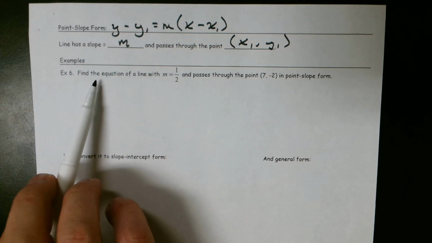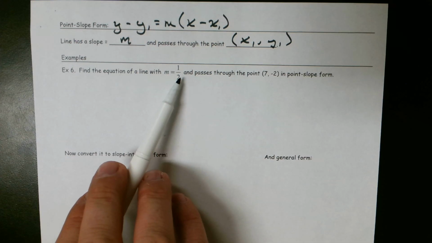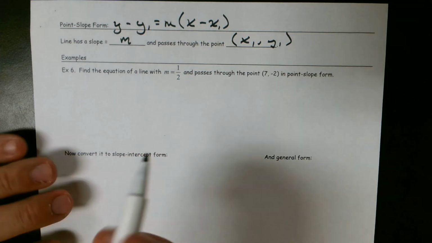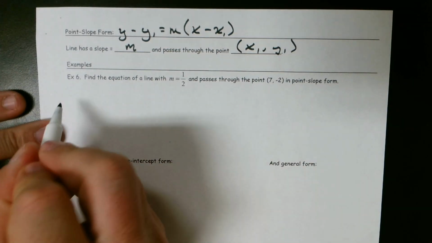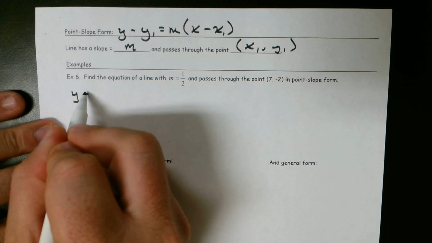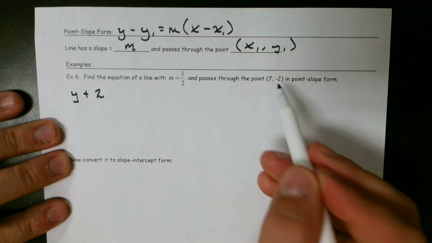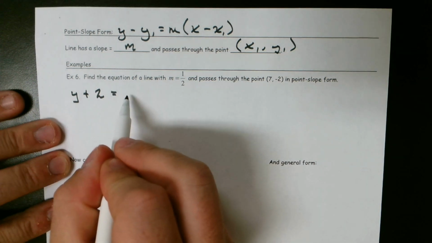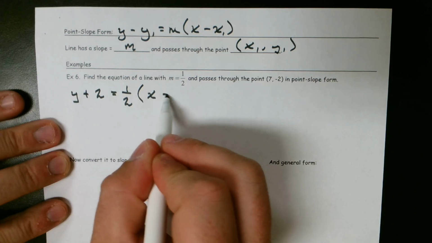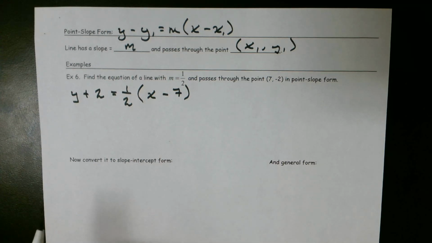So we're being asked to find the equation of a line that has a slope of 1/2. Cool, we got m. And goes through the point (7, -2). So great, we have a point. So in point-slope form, this is going to look like y minus y1. So that's going to be plus 2 because y1 was negative 2, is equal to the slope 1/2 times x minus x1, which is 7. So there's the equation of that line in point-slope form.